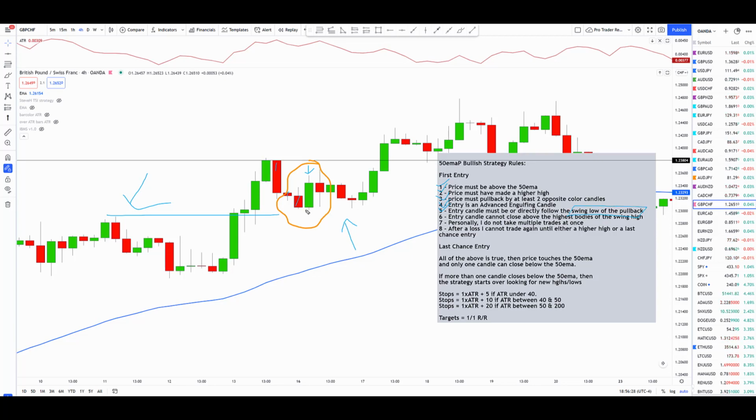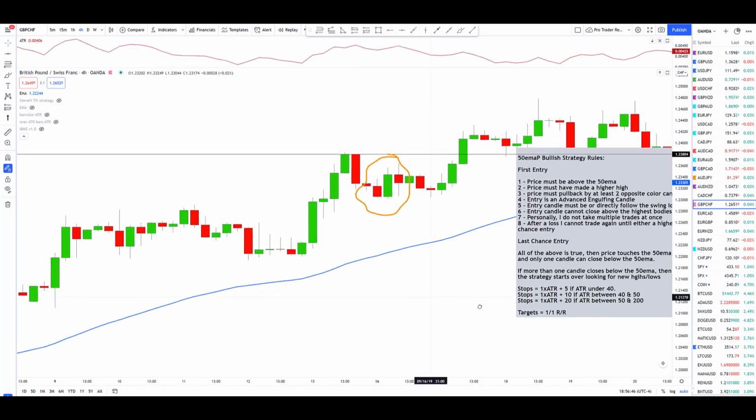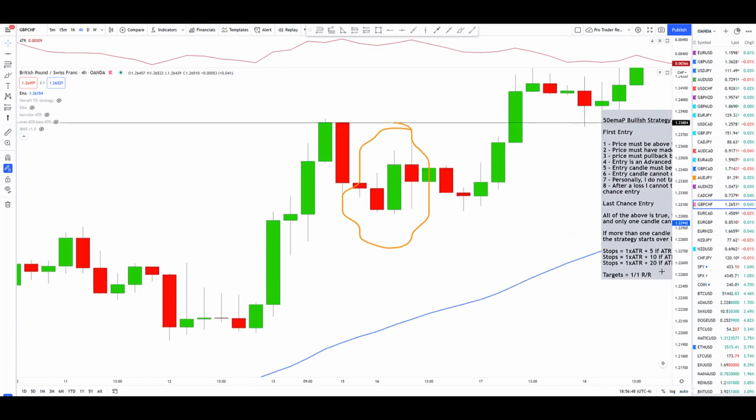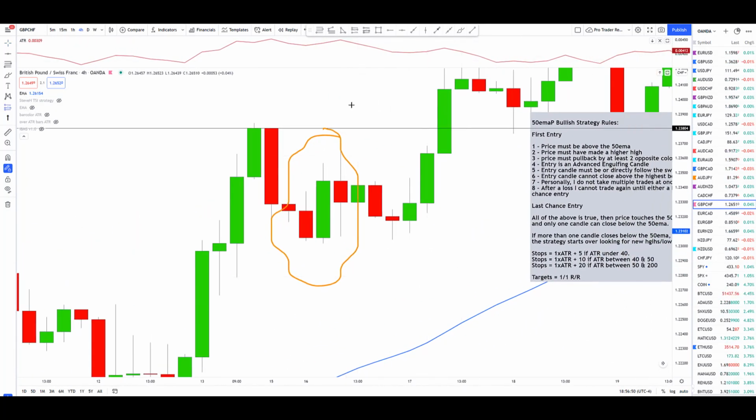So right here, this entry candle is the swing low of the overall pullback from swing high to low. So that is met. Rule number 6 is met. Now we don't really need to worry about these two until later on. So with this being the case, all of our rules for our first entry are met. This moment, when this candle, the green candle on the screen that is circled in orange, closes, is when we enter the trade. That's when we actually press the buy button.